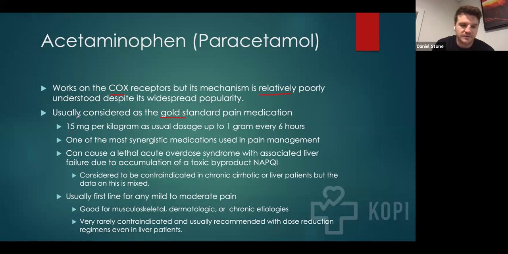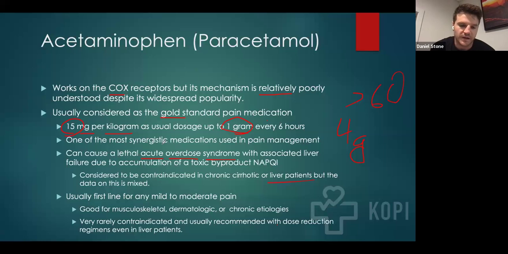My dosing for this medication is usually 15 milligrams per kilogram. So patients usually max out at about 60 kilograms, and you can dose it up to 1 gram every 6 hours. There should be dose reductions for patients that have liver dysfunction. And acute overdose syndromes are very, very real. That's the biggest thing to make sure you deal with when dosing this medication with patients: make sure they understand that 4 grams is the absolute maximum, assuming that they're above 60 kilograms.